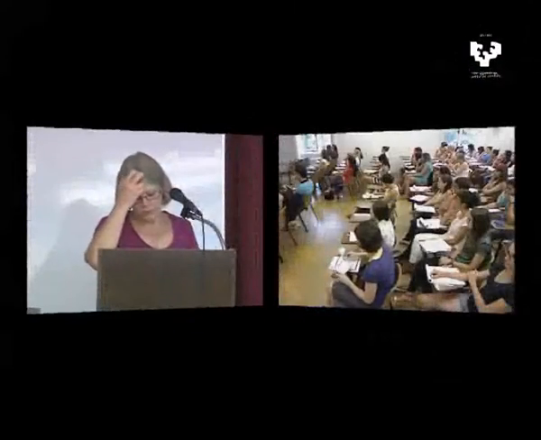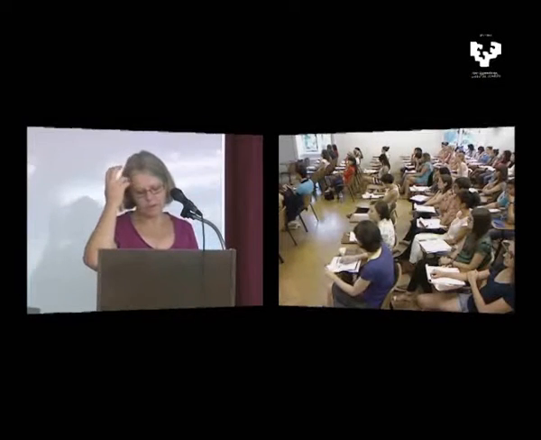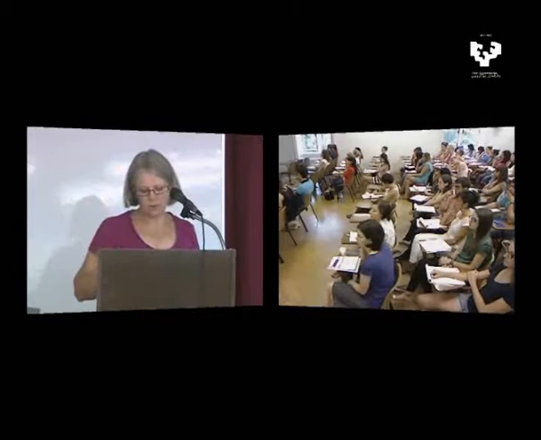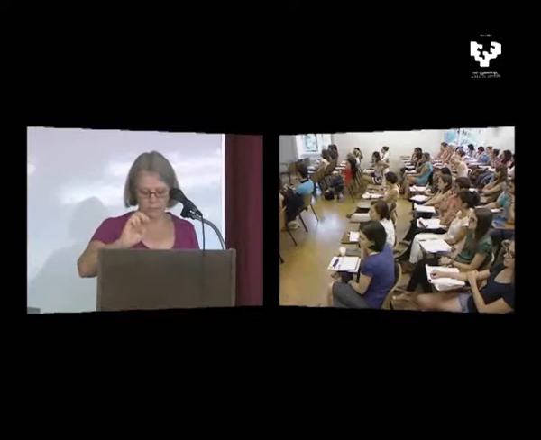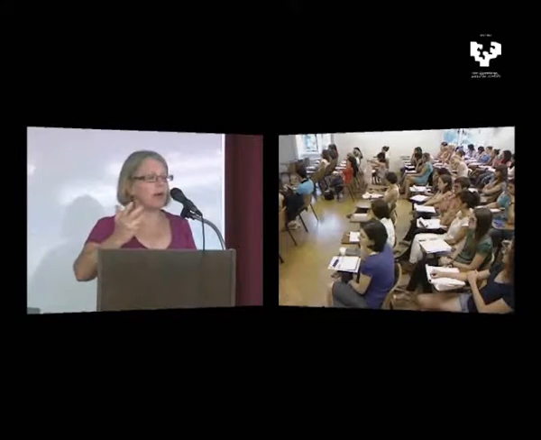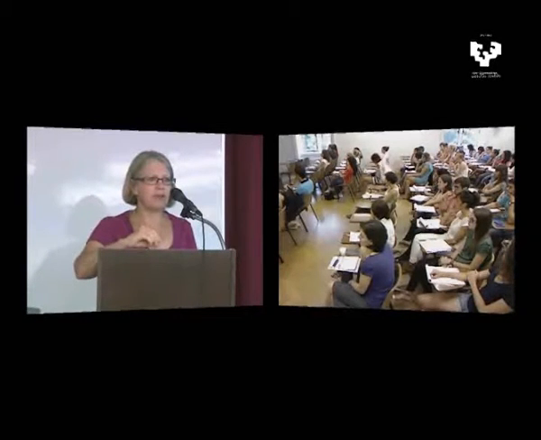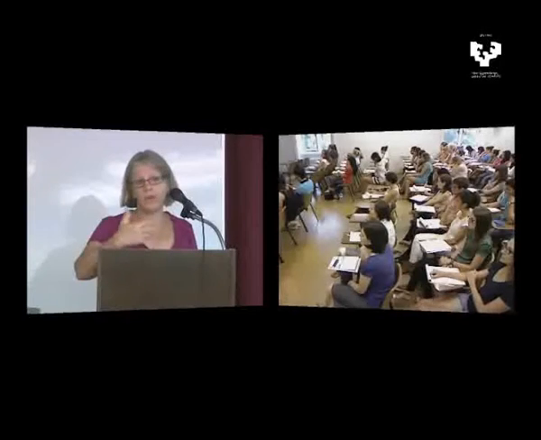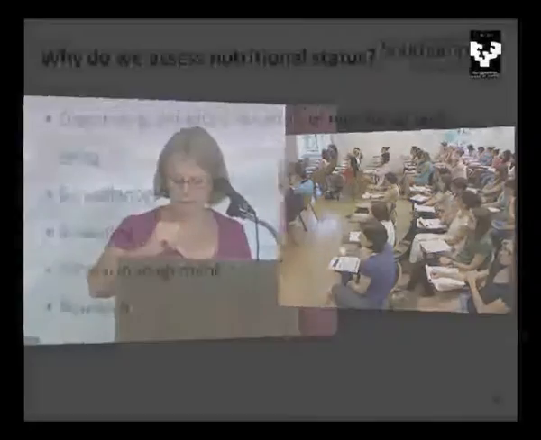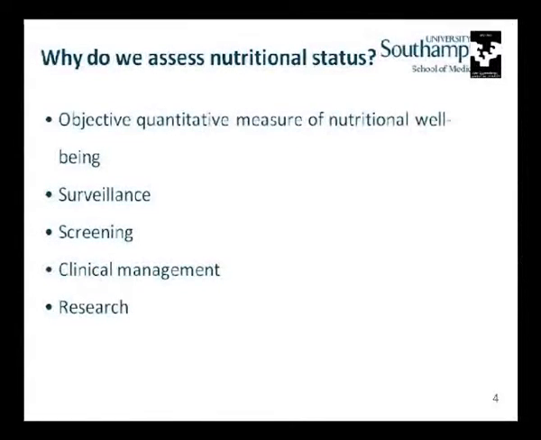Well, we might want to do it as an objective, quantitative measure of nutritional well-being, at the individual or the population level, to get at incidence or prevalence rates of problems, okay? Whether it's obesity, diabetes, or something like that. We might want to do it for surveillance. So that is to assess the risk of a problem within a group of people.